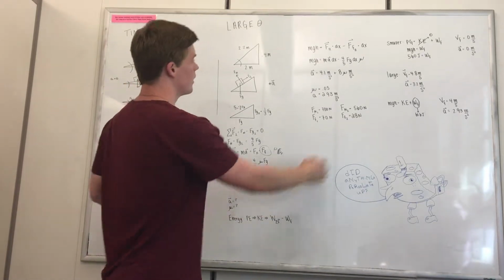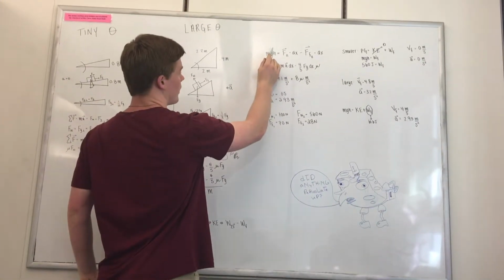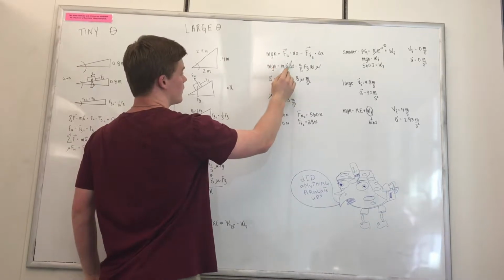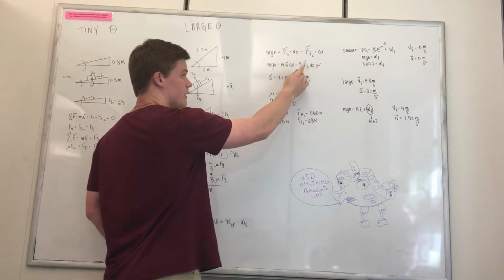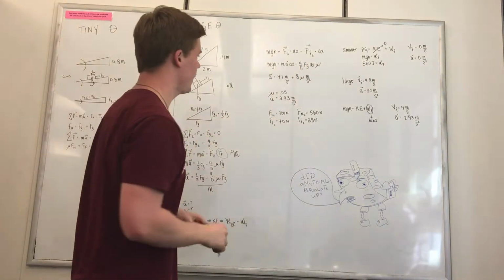So if we go up here, we know our potential energy is equal to the work done by the parallel force of gravity minus the work done by the force of friction, which is also parallel to the plane.